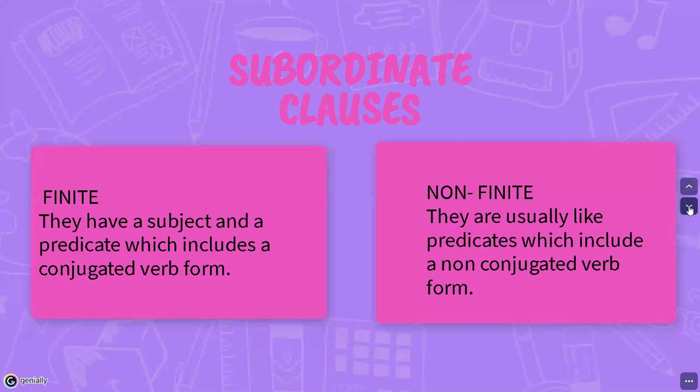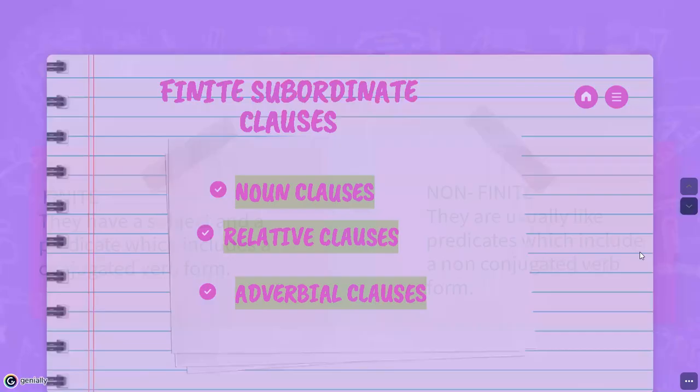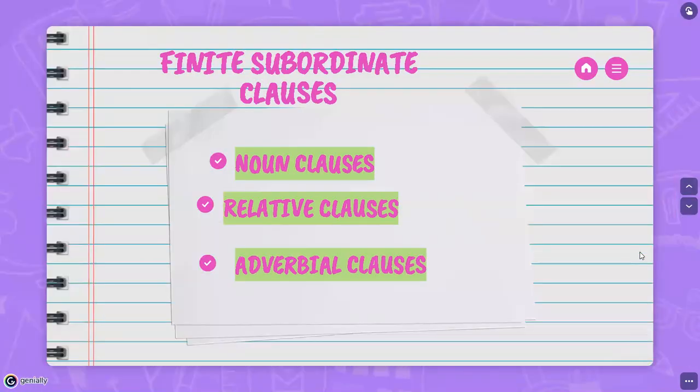Today, we are going to concentrate on finite subordinate clauses, and these will be just an introduction to the three types of finite subordinate clauses: noun clauses, relative clauses, and adverbial clauses. Let's move on.